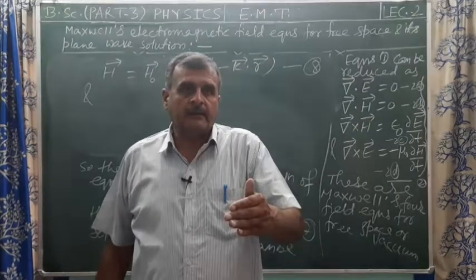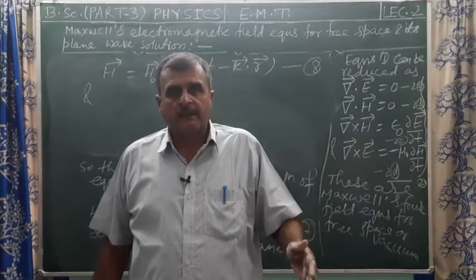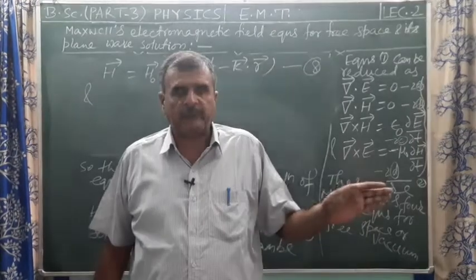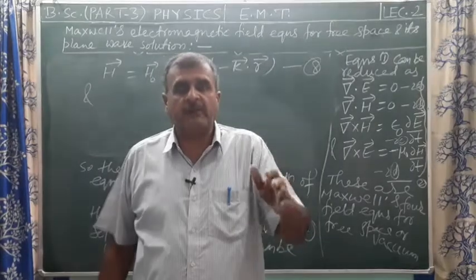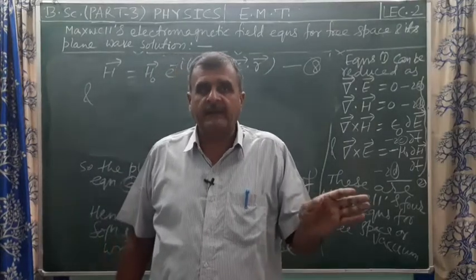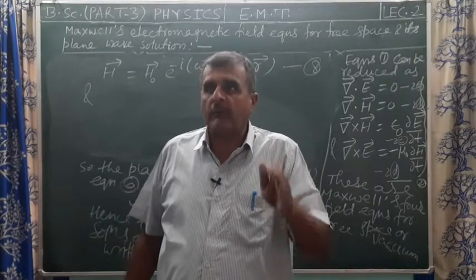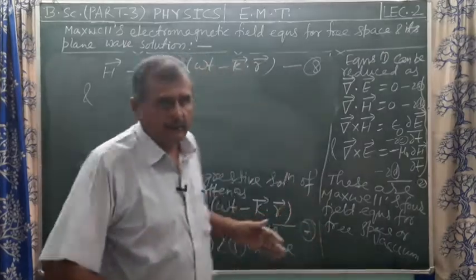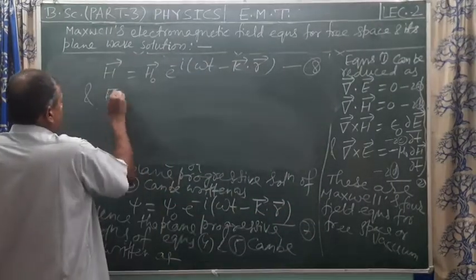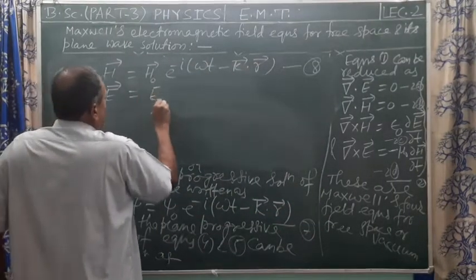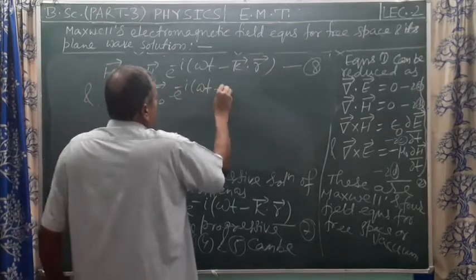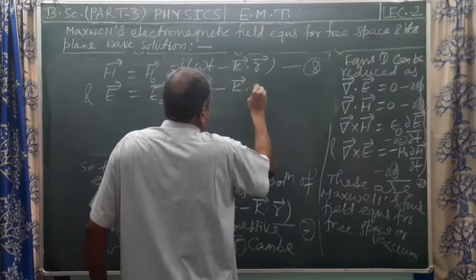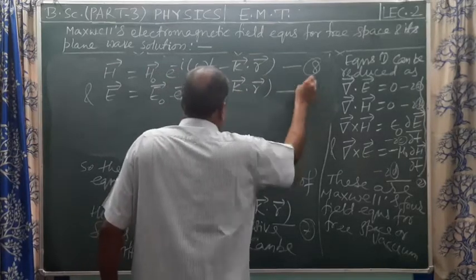The standard plane progressive wave solution of this differential equation, that is the vector equation for electric field intensity, we can write as E vector equals E naught vector e to the power minus i omega t minus k vector dot r vector. This is equation number 9.